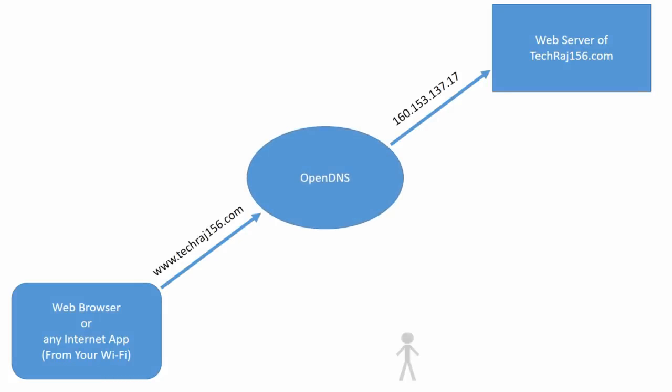This OpenDNS is going to show us the request that it received from your network, which means that we will now be able to see all the web pages or all the requests that are made to web pages from our Wi-Fi network. Now let us see how to configure our Wi-Fi router to use OpenDNS as its DNS server.